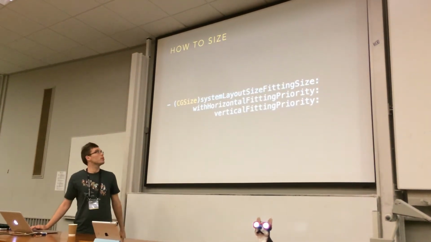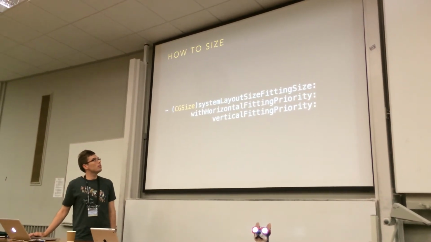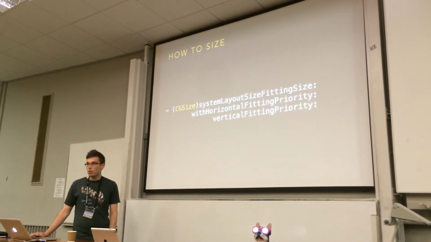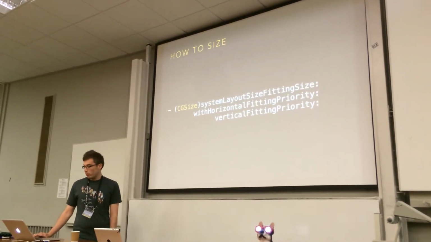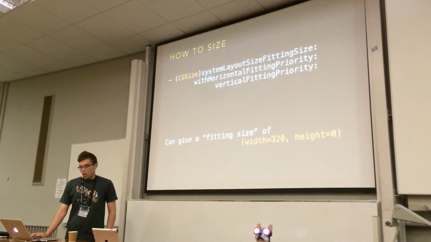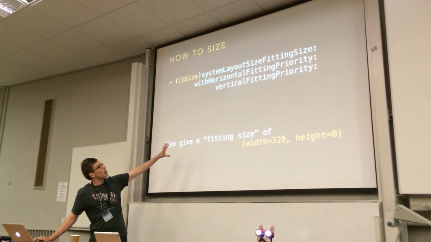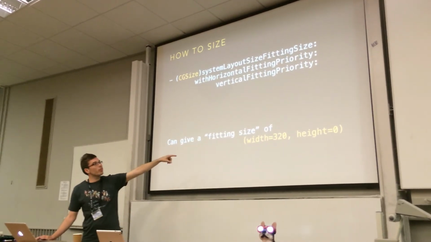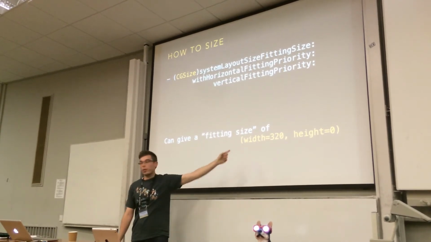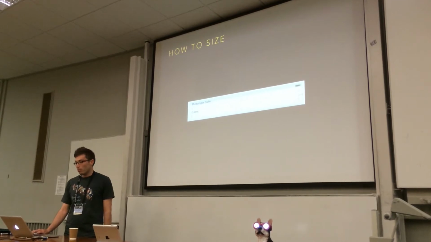So how do you size? Well, with cells it's quite tricky. If you have a multi-line label, you need to set the preferred max width of the label. This is all a bit backwards. You're given a fitting size, and technically on the current iPhone it will give you a width of 320, so you can use that to calculate the preferred max width for the label.